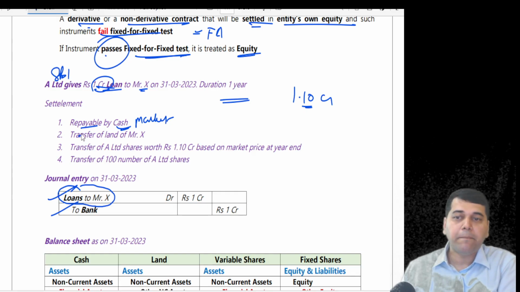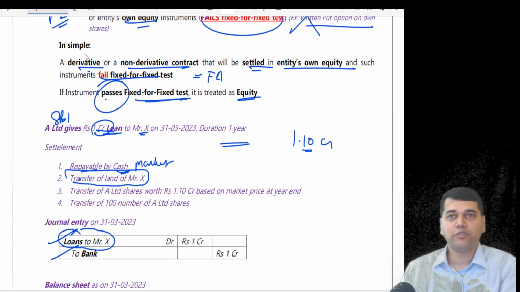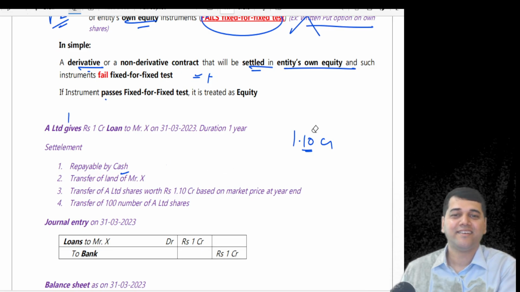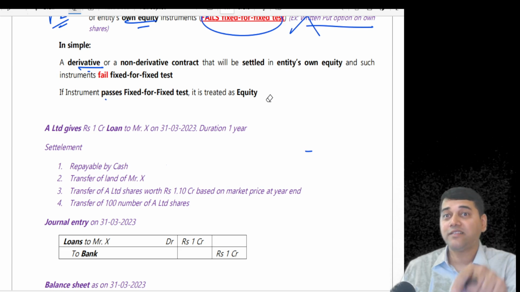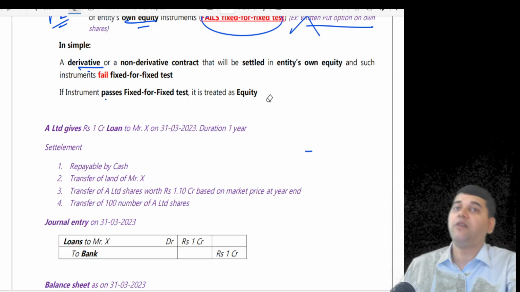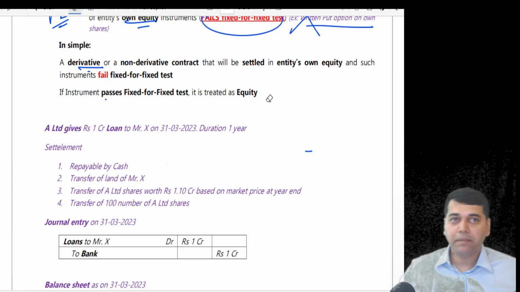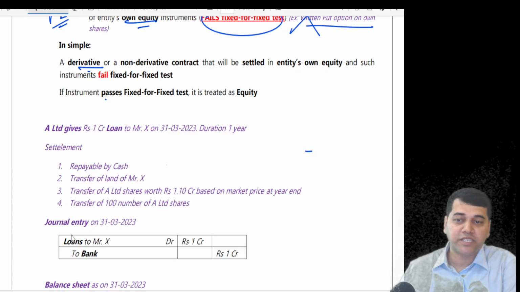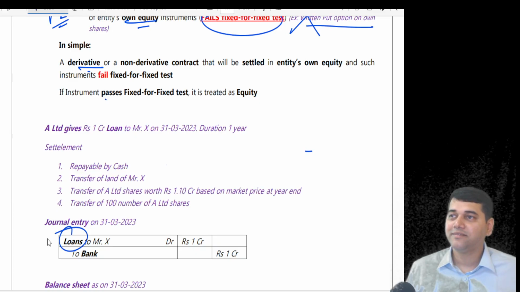So if I pay by this, what is my accounting entry today? Understood the question? If I give you a loan today and the contract says that after 1 year you have to repay me not in the form of cash, but in the form of land, what accounting entry am I going to pass today? I'll pass the same entry. But where am I going to show this loan to Mr. X? In the balance sheet? Asset side only.